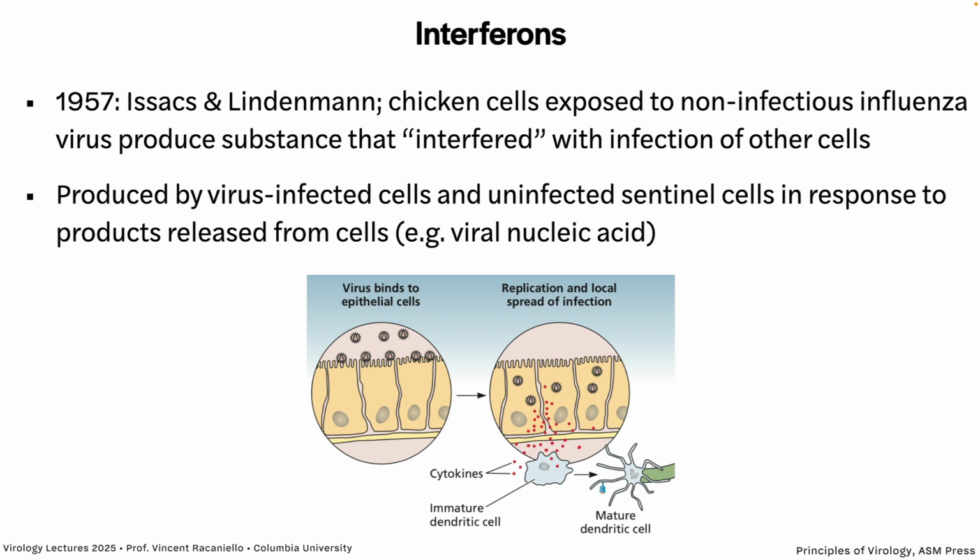At the time, they didn't know what it was. And now we know that they're proteins. And they're produced by virus-infected cells, but also uninfected sentinel cells in response to products released from cells. So the virus-infected cells, we've just been talking about how when viral nucleic acid is present in a cell, it is sensed, and that leads to the production of interferon. So that's the virus-infected cell. The uninfected sentinel cell, how does that work?